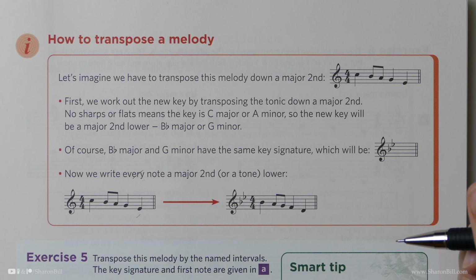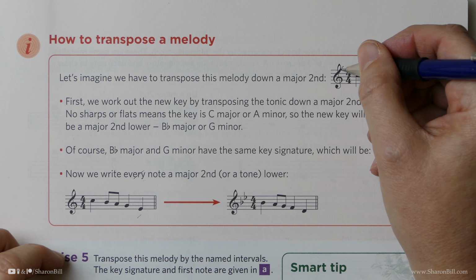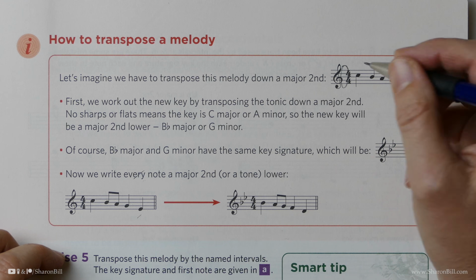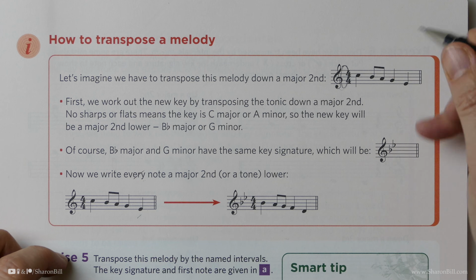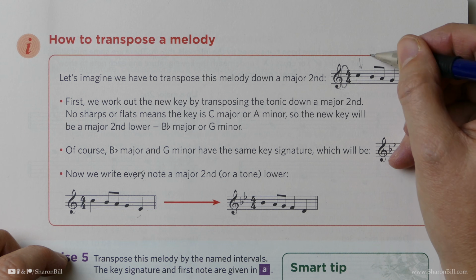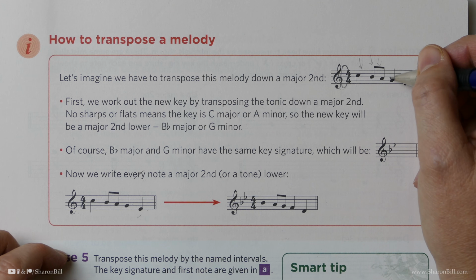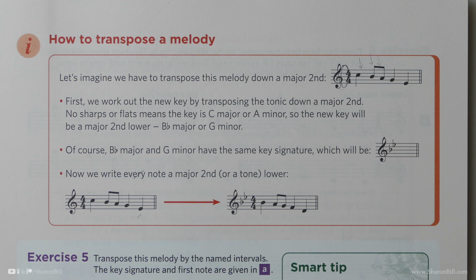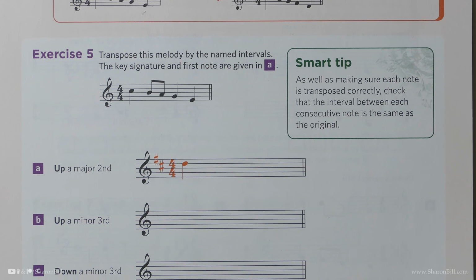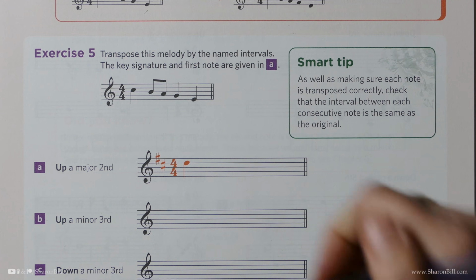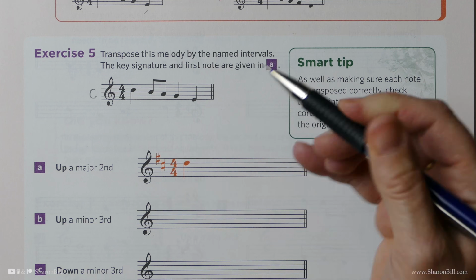Remember, there are just two stages to when we transpose a melody. The first is we have to deal with the key signature, changing it to the new key depending on the interval that we're transposing. And then we have to deal with all of the notes and transposing down or up as the music requests. And so we have here a little extract that's in the key of C major. And then we're going to have to move it to all of these different keys.